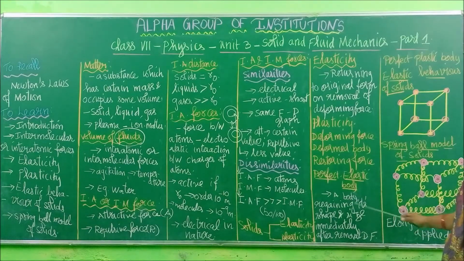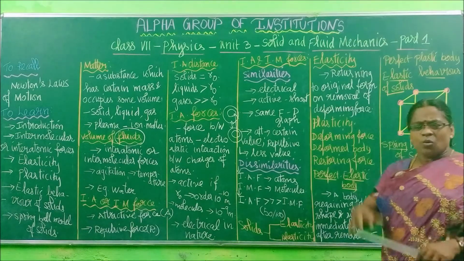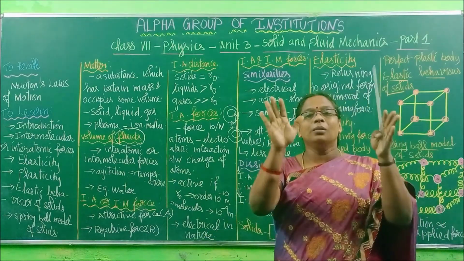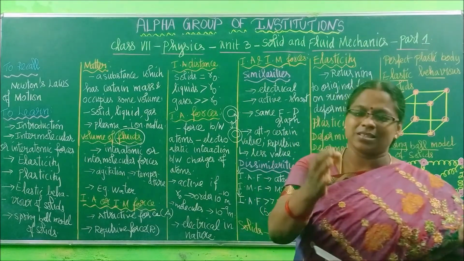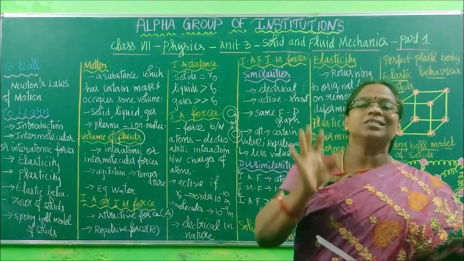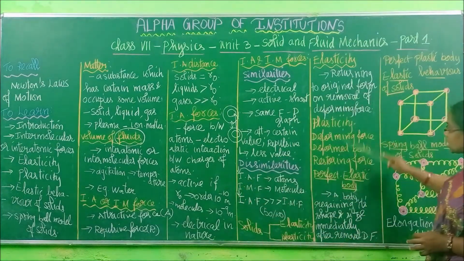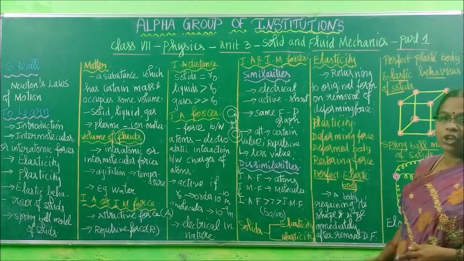A body regaining its shape and size immediately after removal of the deforming force. Once I apply and remove my deforming force, the body will be in its position immediately, then it is perfect plastic. If it comes back, it is an elastic body. All these terms are very important. The actual definitions I have given in your notes.